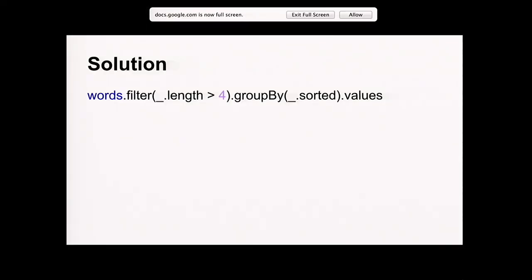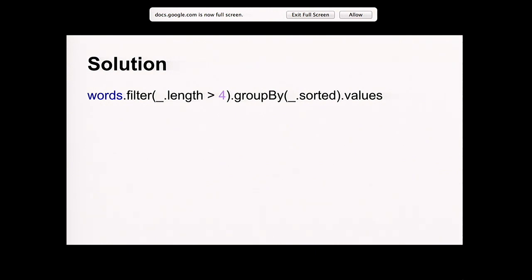So this is the full Scala solution. You take your words, filter to get only the ones that are long enough that we care about, group by the sorted value of it, and then what we have is a map of AAABBB to a list of both of those anagrams. But we throw away the keys. What we can do is throw away the keys, and you just take the values. Do you have that in Java? No, I didn't bother.